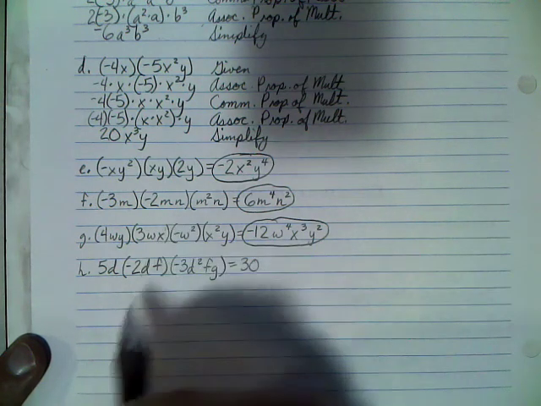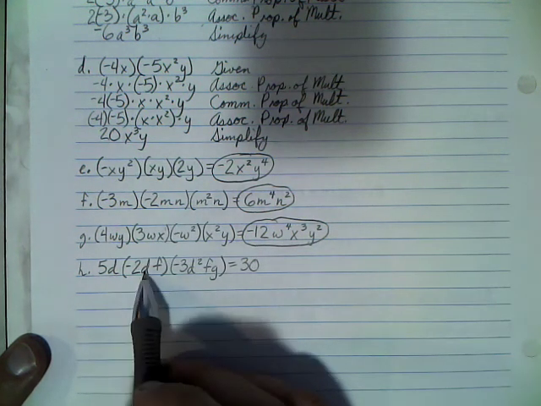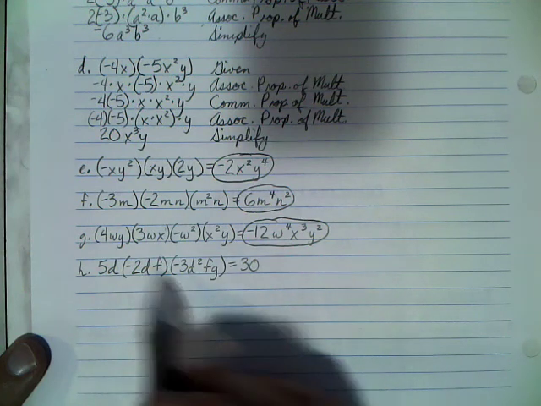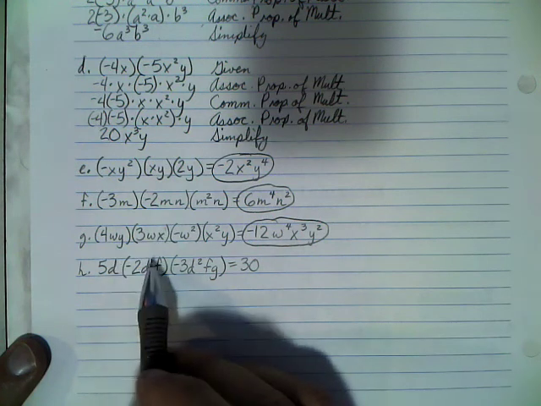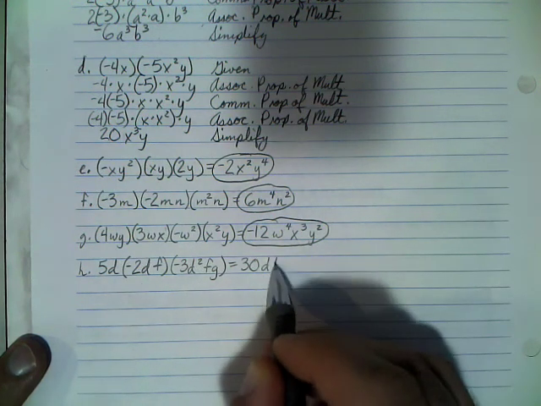I like to go alphabetically, so I'm looking at my d's first. So d times d squared. So I got a hidden 1, and a 2. We add those exponents, 1 plus 2. This is a d to the 4th power.